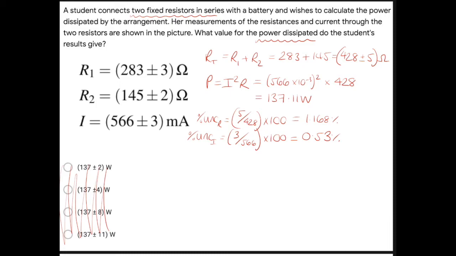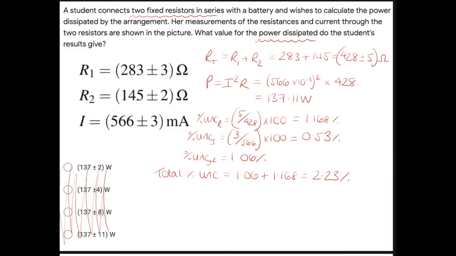However, if we go back to our formula, power is I squared multiplied by R. So the thing that we have to contend with here is that the percentage uncertainty of I is 0.53, but therefore the percentage uncertainty in I squared is going to be that 0.53 plus 0.53. So it's going to be 1.06%. Okay, because we've got two values for I, and therefore we sum their individual percentage uncertainties. So therefore our total percentage uncertainty, taking into consideration all of that, is that 1.06 plus 1.168, giving us 2.23% in total.